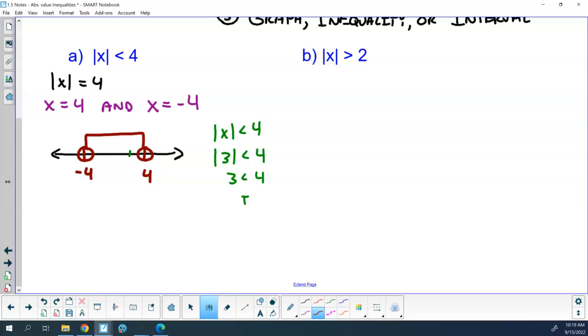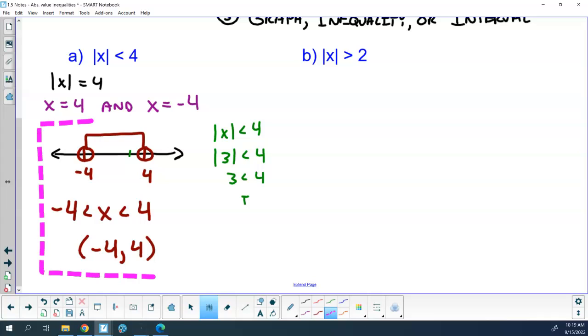So there's my graph. My inequality would be -4 is less than x is less than 4. And my interval would be -4 to 4. All 3 of those are saying the exact same thing, which is the solution to absolute value of x is less than 4. Question.